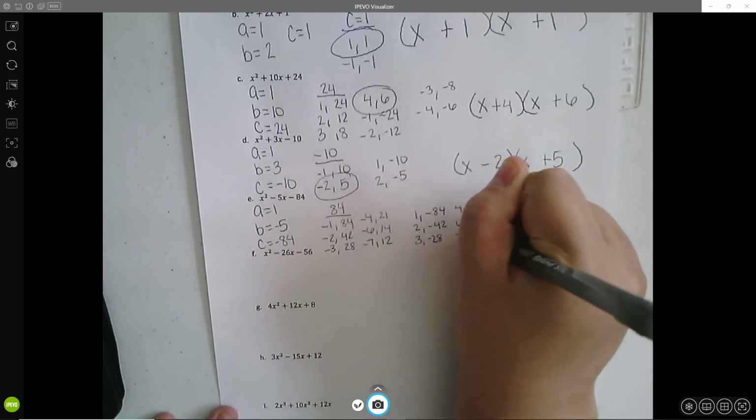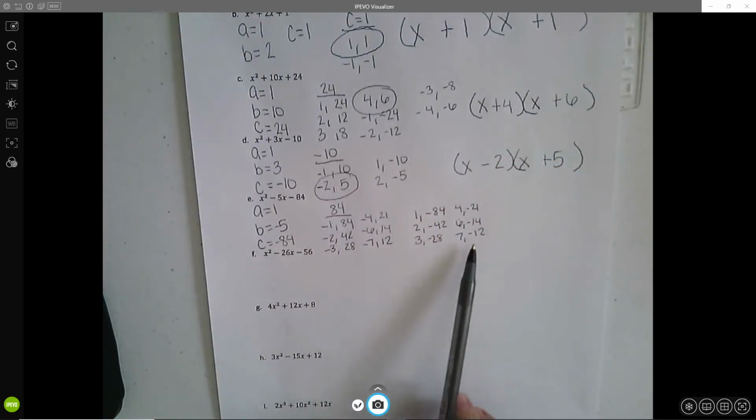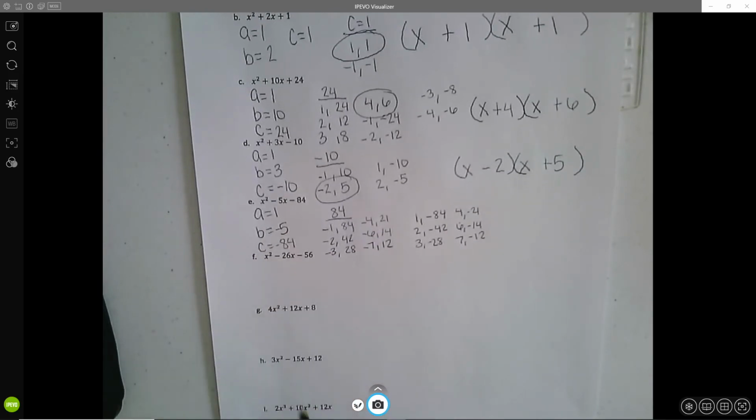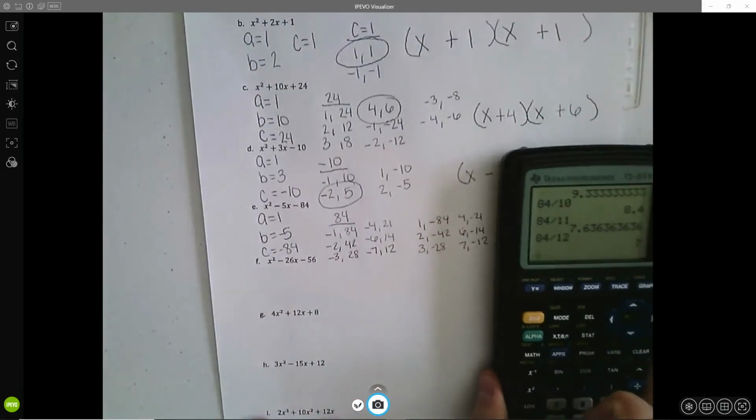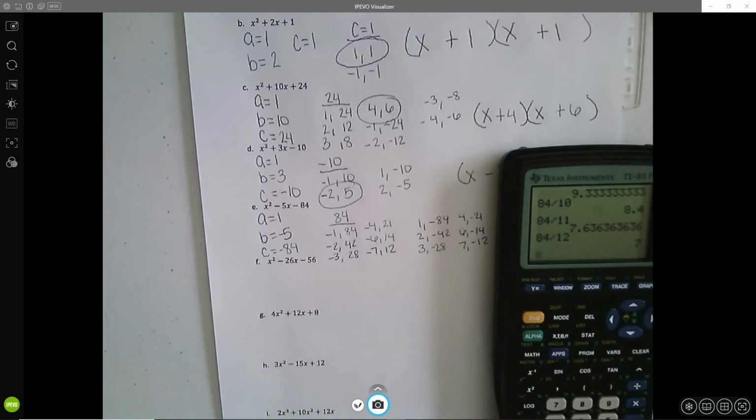Okay, now that I have them written down, I'm checking which one out of this set is going to get me to this B value of -5. If you see it right away, you don't need to add like I'm doing with the terms. Okay, -1 plus 84 is not a -5. -2 plus 42 is not a -5. -3 plus 28 is not a -5. -4 plus 21 is not a -5. Negative 6 plus 14 is not a negative 5. Negative 7 plus 12 is not a negative 5.